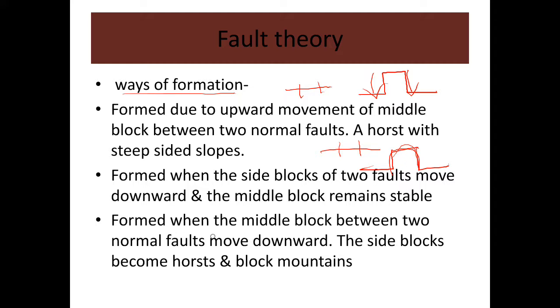Then the third one is formed when the middle block between two normal faults moves downward. Here the middle block between two normal faults moves downward. So this is the normal fault, and the middle block is moving downward. Here a graben formation is there. The side blocks become horst. These side blocks are horst now, and this one is a graben. This is how block mountains are formed. So these different kinds of block mountains are formed due to faulting.